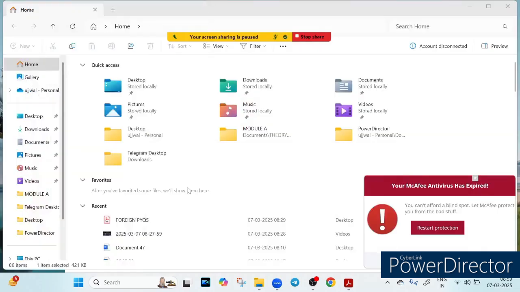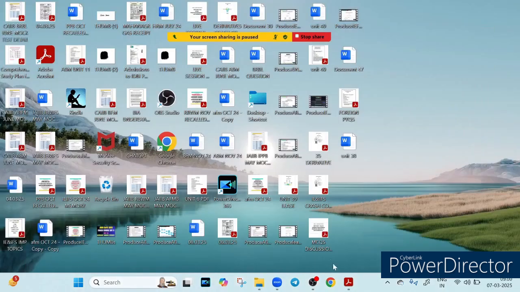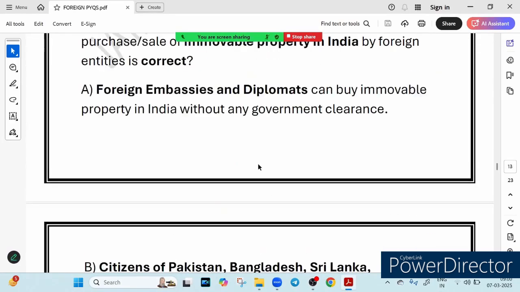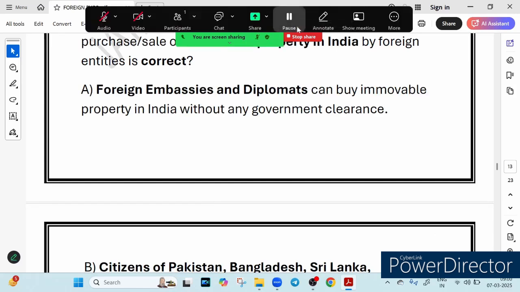So this question was asked exactly as it is in the examination. So let us answer this particular question. Which is the correct one? So friends, option A is incorrect, because foreign embassies, diplomats and consultants cannot freely buy or sell property in India. They must get clearance from the MEA.